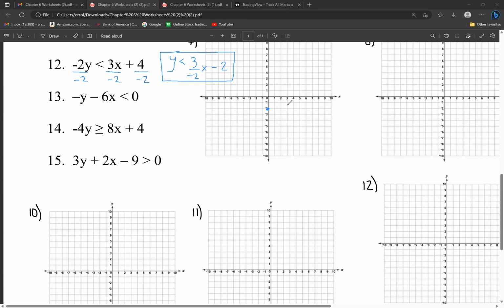It's up 3 and down 2. No, up 3 and 2 to the left. Yes, up 3, 1, 2, 3, and 2 to the left. Let's check that. 0, -2. Then we go up 3, 1, 2, 3, to the left 1, 2. From there, same thing. Up 3, 1, 2, 3, and to the left.